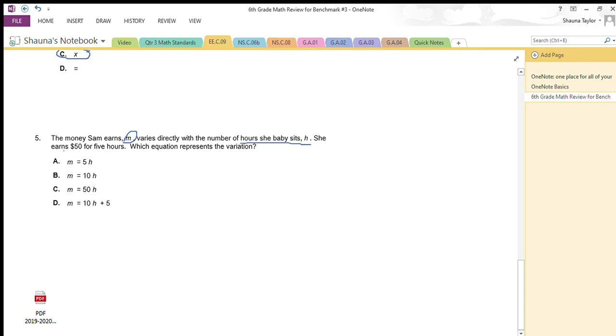And then over here it says the number of hours she babysits is H. She earns $50 for 5 hours. So 50 is how much you made. So that's your M. So I'm going to write M right here, and I'm going to write $50 underneath so you can understand that that means M. But now we've got to find out $50 for 5 hours. If I made $50 in 5 hours, isn't that 10 times 5? $10 per hour?